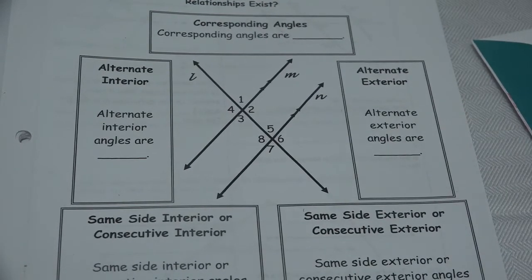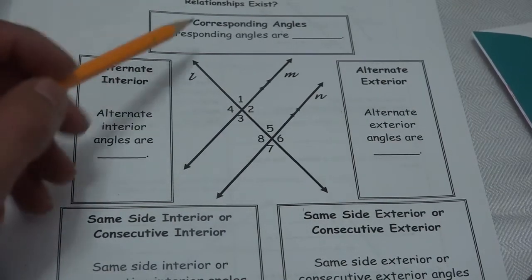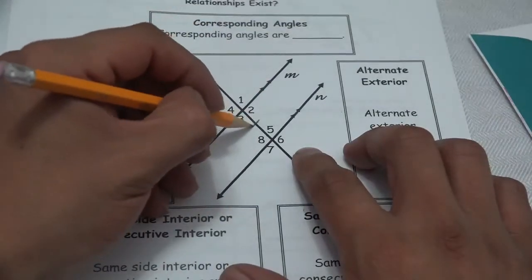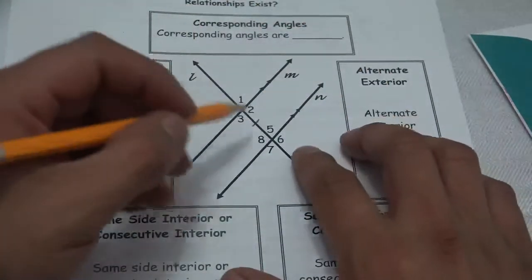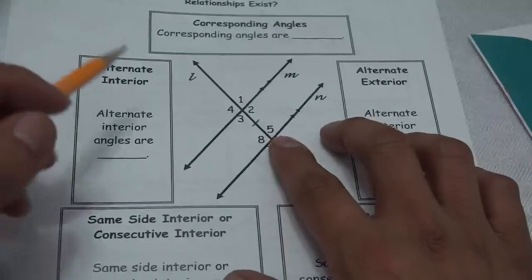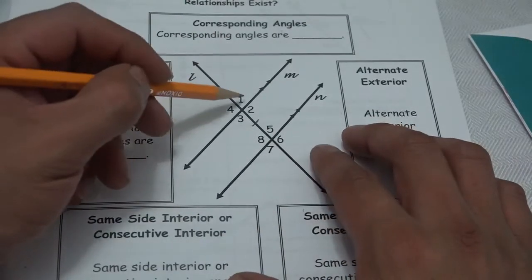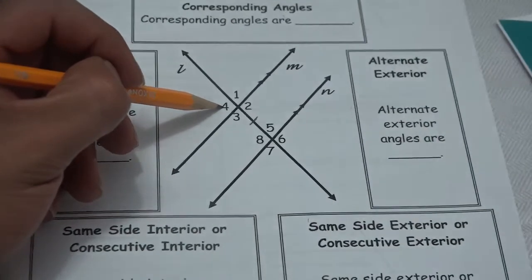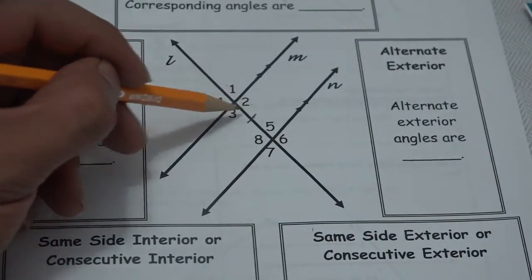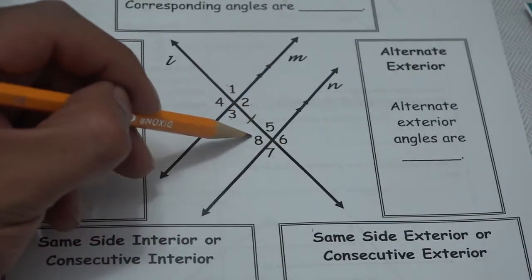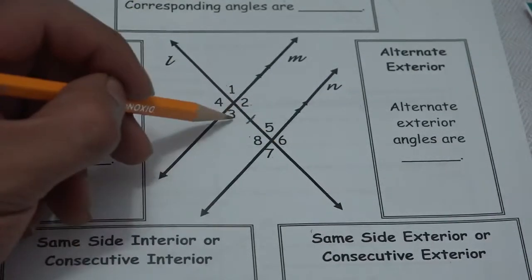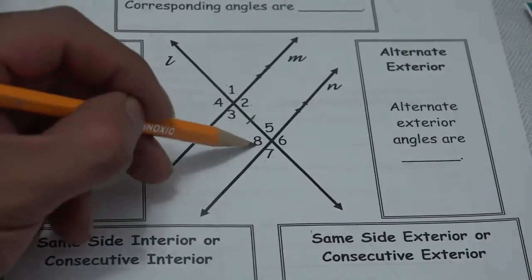Corresponding angles, I'm going to tell you what they are, but I'm not going to write them because I don't have the time for this. So once again, for corresponding angles, you need to divide your diagram into two equal diagrams. Notice that here you have 1, 2, 3, 4. Here you have 5, 6, 7, 8. So 1 corresponds to 5, 2 corresponds to 6, 3 corresponds to 7, and 4 corresponds to 8.